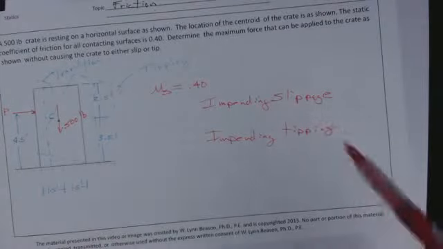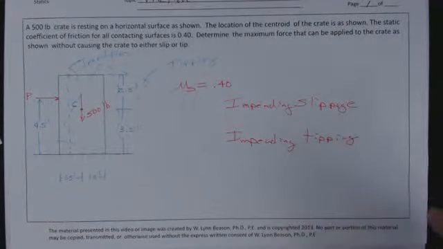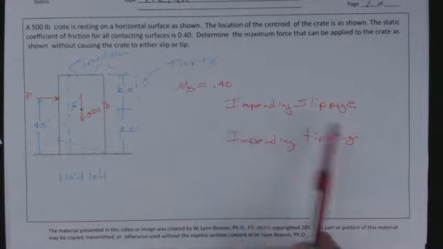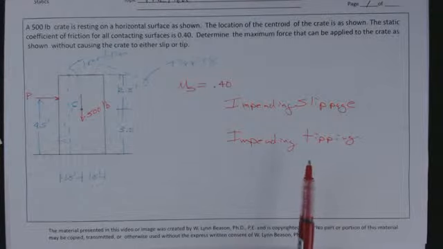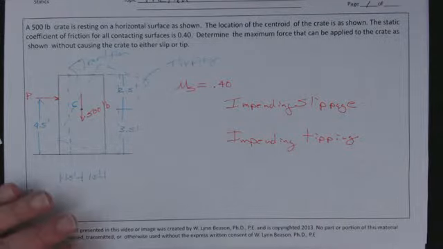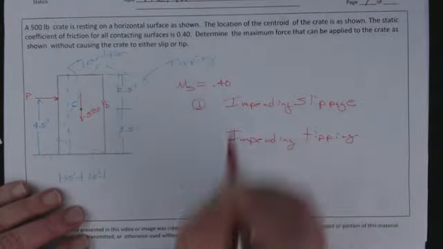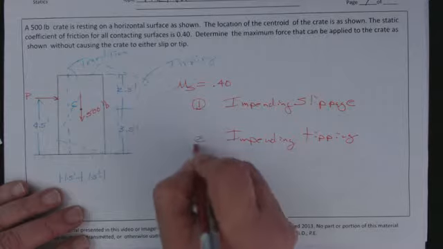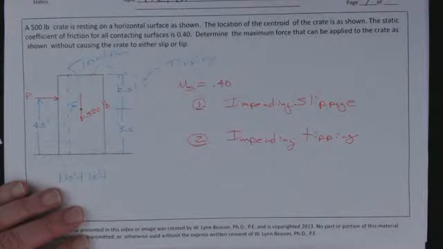Now, the question is really clear. Which one of those happens first? Because it could slip, it could tip, but how do we know which one happens first? And the answer is we don't. And the reason we don't is because we haven't addressed the question yet. So what we're going to first do is we're going to assume that it's going to slip, and we're going to examine that case. And then we're going to assume that it tips, and we're going to examine that case.